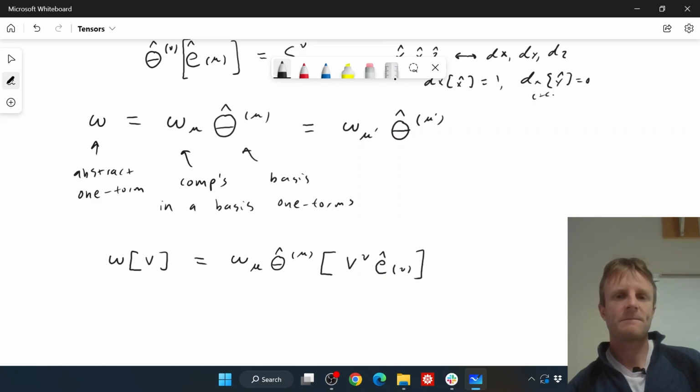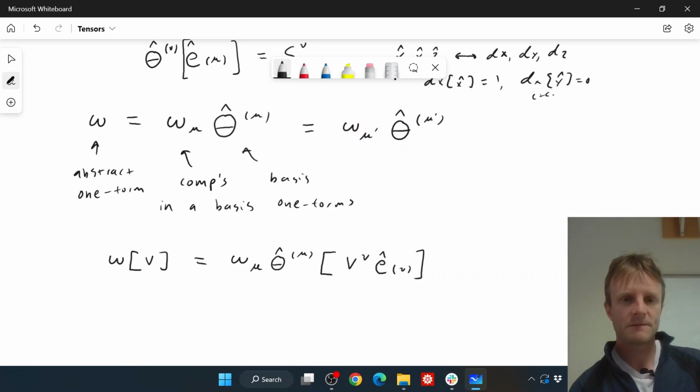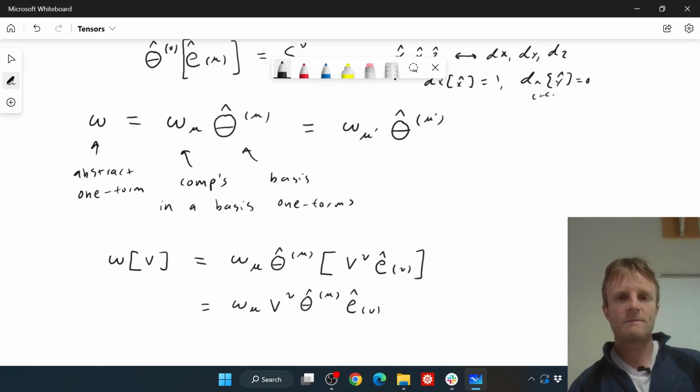Now what can we do? Well, our maps are linear, right? That's how we defined one forms. They were linear maps. So I can pull this scalar multiplication and addition through omega mu, right? There's a sum here over nu, so this is really a linear combination. And I can pull it right through omega mu, right through theta hat mu. So I'm going to get omega mu v nu theta hat mu e hat nu.